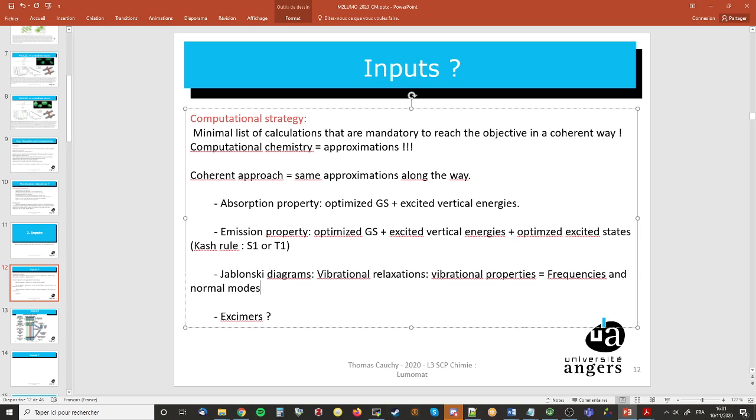Usually, the frequencies and normal modes are advised to complement the optimization of a ground state to check if it's really a minimum. But when you do the frequency calculation, you have the vibration of your compound. So you can picture if you have some kind of vibrational relaxation that can go from T1 to the ground state.